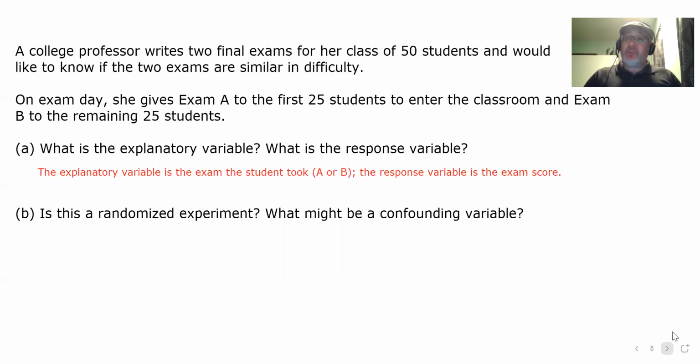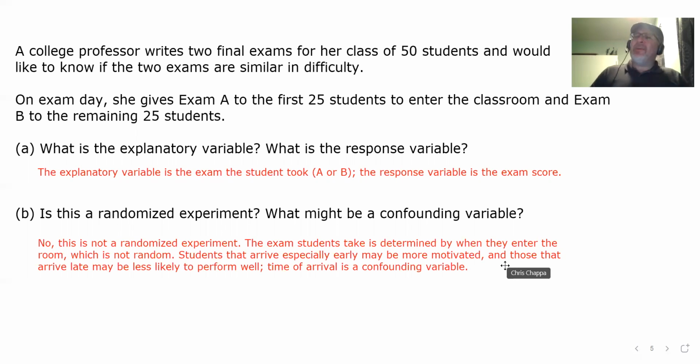The students who came in first got exam A. The students who came in last got exam B. And you might be thinking, well, the time they showed up might be random, or is it? No, this is not a randomized experiment. The exam students take is determined by when they enter the room, which is not random. Students that arrive especially early may be more motivated, and those that arrive late may be less likely to perform as well. Time of arrival is a confounding variable. So nice try, teacher, but your experiment was not randomized, so your results are not reliable.